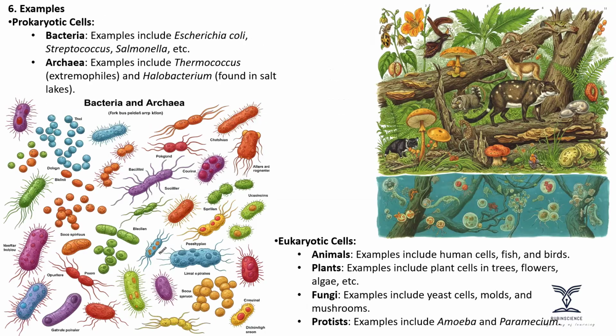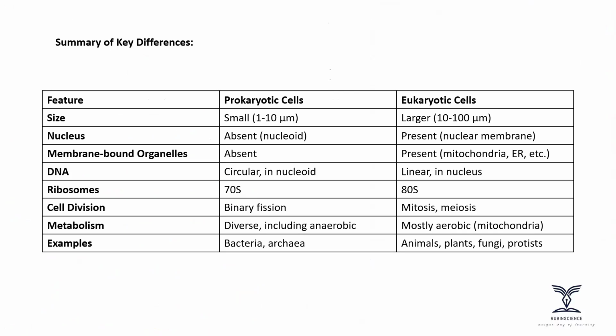The best examples for prokaryotic cells are bacteria, which include E. coli, Salmonella, and Streptococcus, whereas in archaea, Thermococcus and Halobacterium are examples which can live in salty lakes and similar places. For eukaryotes, which we commonly know as animals, plants, and fungi, the best known examples are tiger, human, fish, birds, plants, trees, flowers, fungi like mushroom, molds, and Aspergillus, and protista like amoeba and paramecium.